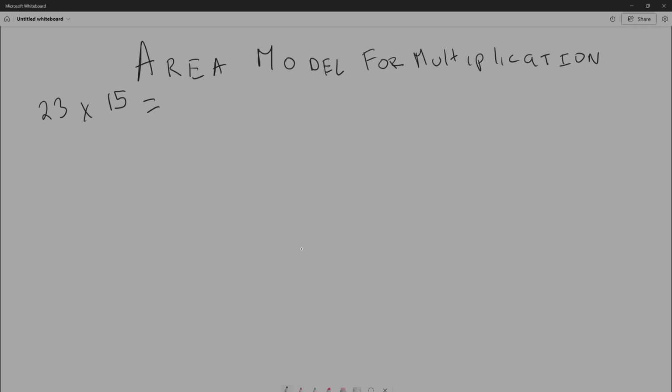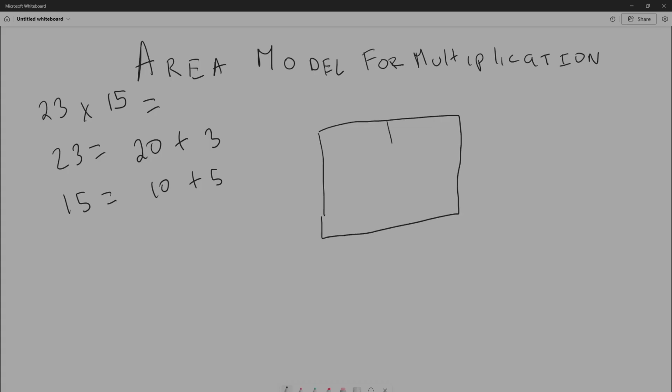Okay, so first we notice that 23 can be written as 20 plus 3, and 15 can be written as 10 plus 5. So we're decomposing the number by place value. Now that means that I need a grid, and the grid is gonna look as follows. It's gonna be a 2 by 2. Okay, so 20 plus 3, I'm gonna write it at the top, and then 10 plus 5 on the side.